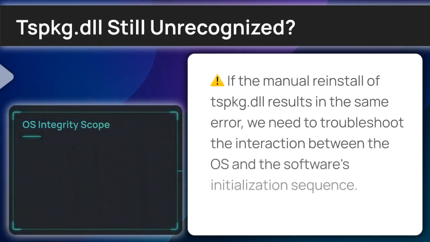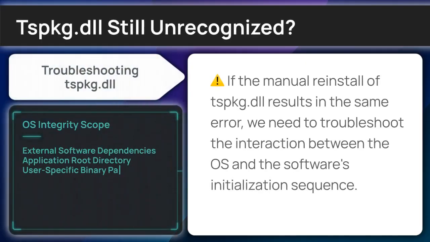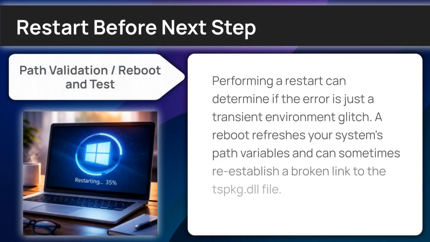If the installer was unable to bridge the gap, we will move to phase 2 of our diagnostic to refresh the system's memory. A full system restart ensures that no background processes are currently locking the Tspkg library file. A fresh boot allows Windows to re-initialize its library map from a clean state.